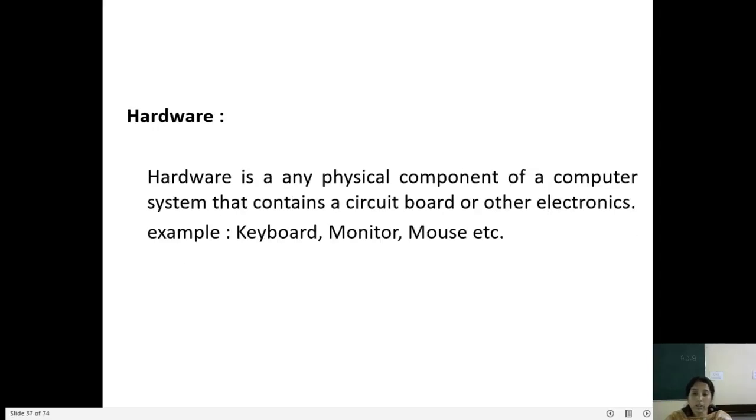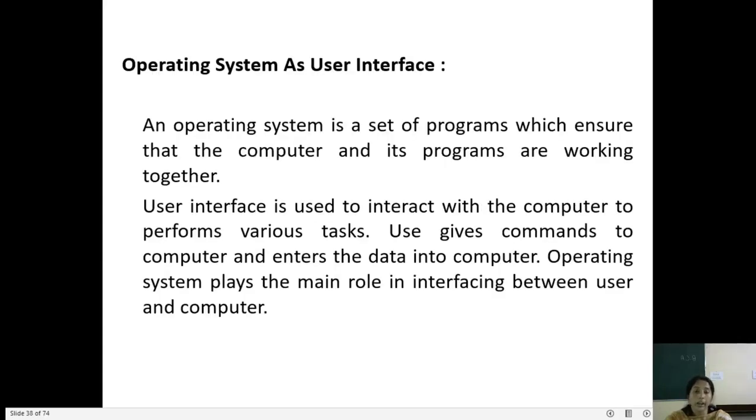But when you come to the hardware, there are different physical components of the computer that you can touch and feel, as well as the circuit board and other electronic devices to work. The examples: keyboard, monitor, mouse. And the operating system is nothing but a part of the system software which helps the user to work with the user interface. Software itself is a set of programs. Operating system is a part of the system software. System software means it's a set of programs which ensure the computer works together. It helps the user to interact and to perform different tasks.